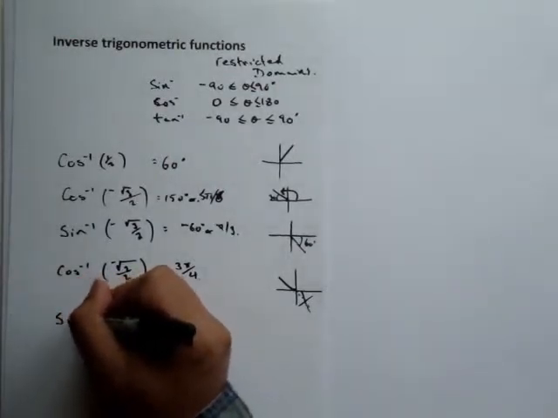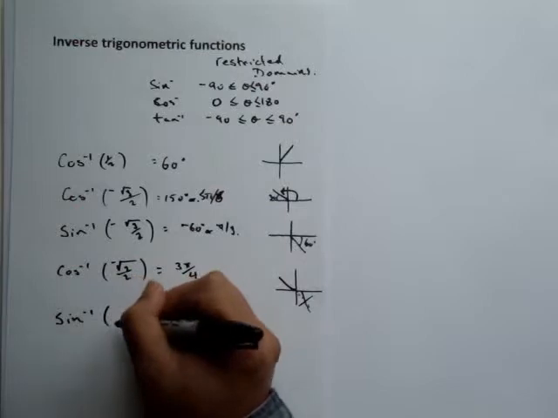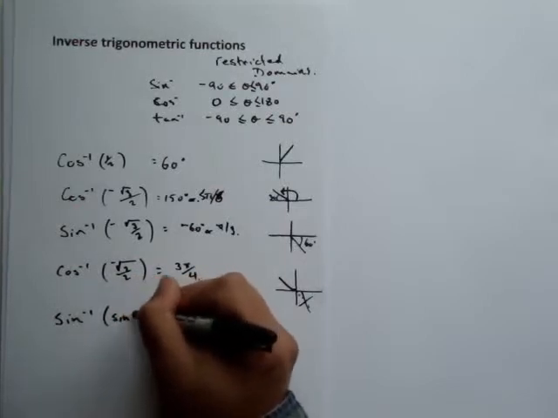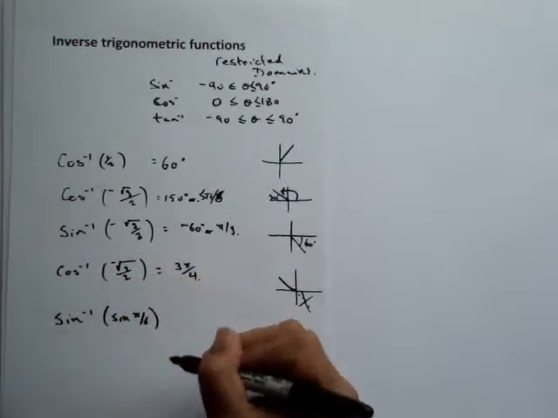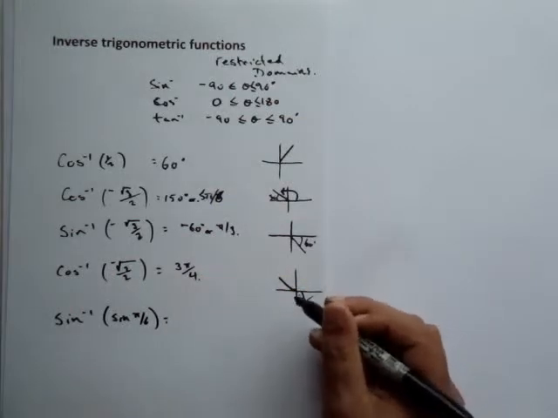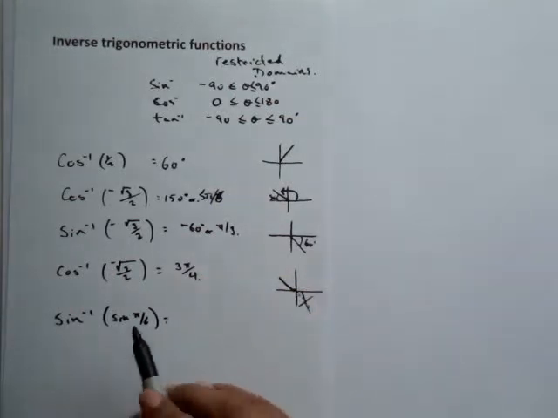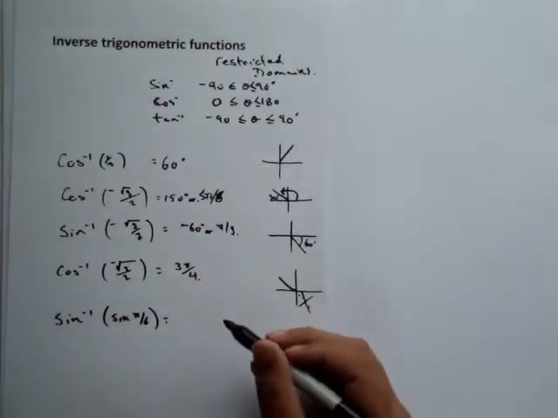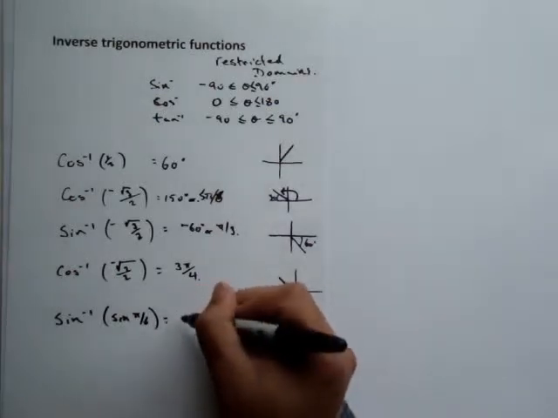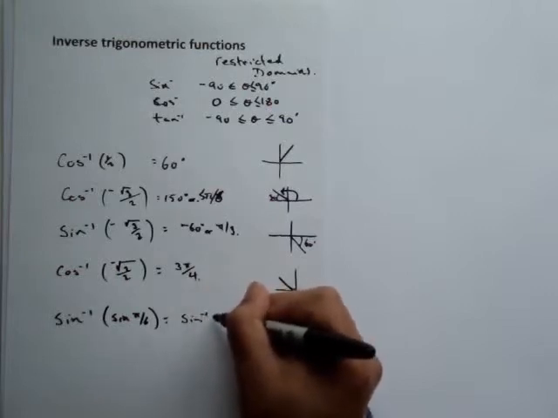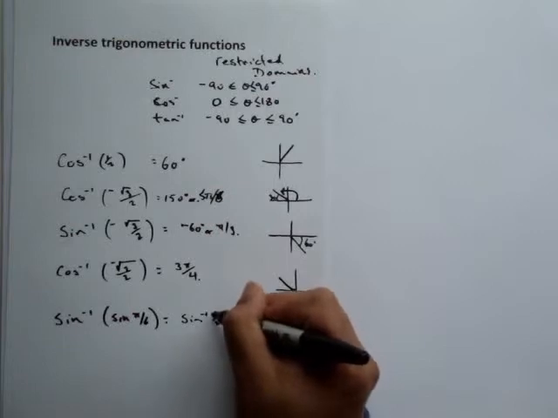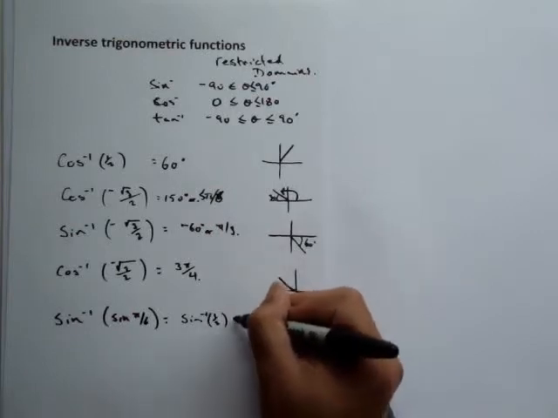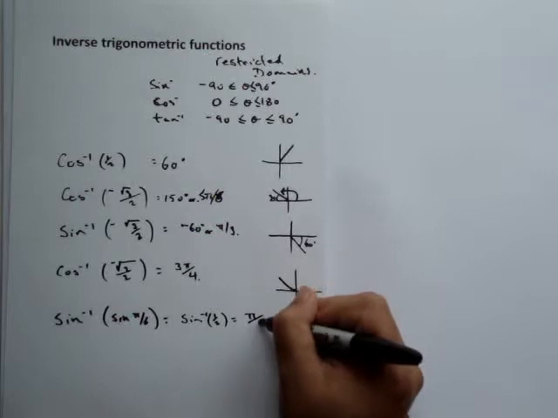Sine to the minus 1, sine pi over 6 equals. So let's have a look. Sine pi over 6, that's a half. So this becomes sine inverse of a half, and that is pi over 6.